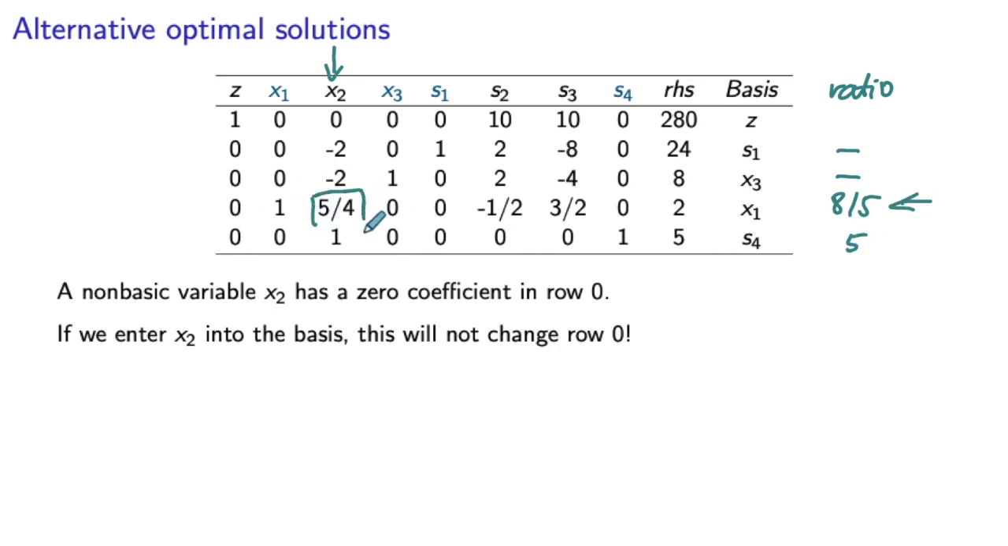This will be our pivot element, and we can see that after we perform the iteration, the value of x2 which enters the basis is going to be 8/5 instead of 0, but the objective is not going to change because the coefficient for x2 in row 0 is 0, and as a result we are going to obtain an alternative optimal solution. Please complete this step to verify.